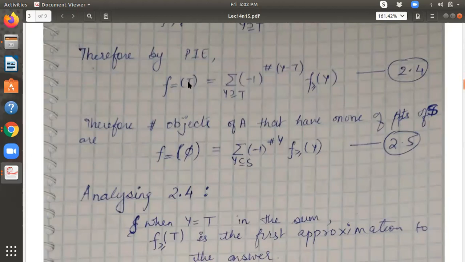So we said this was when you were counting the number of elements that have properties exactly equal to the properties of T. When you say you want to see the elements which do not satisfy any of the properties, you should choose this set to be the empty set. Correct?